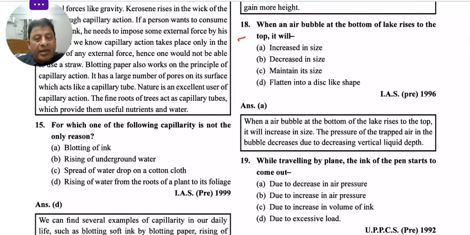When an air bubble at the bottom of a lake rises to the top, it will increase in size, decrease in size, maintain its size, or flatten into disc-like shape. No, the others will not happen. A is the right answer. So remember, when an air bubble at the bottom of a lake rises to the top, it will increase in size.